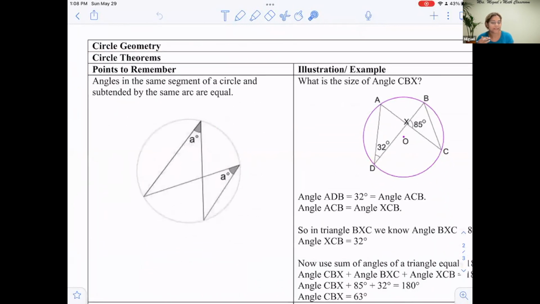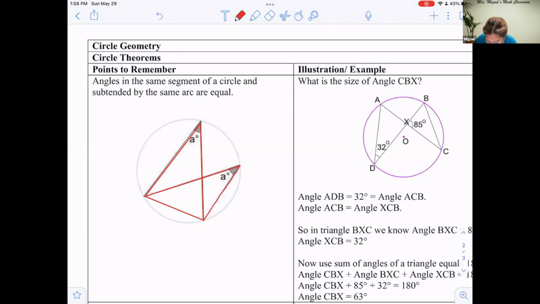Angles on the same segment. So we're looking for something like this pattern here. Angles on the same segment, subtended by the same arc, are equal. That's a little bit wordy. All you can remember is angles on the same segment. So if I were to draw a line here, that is called a chord. So it means that the angle on the same segment is equal.